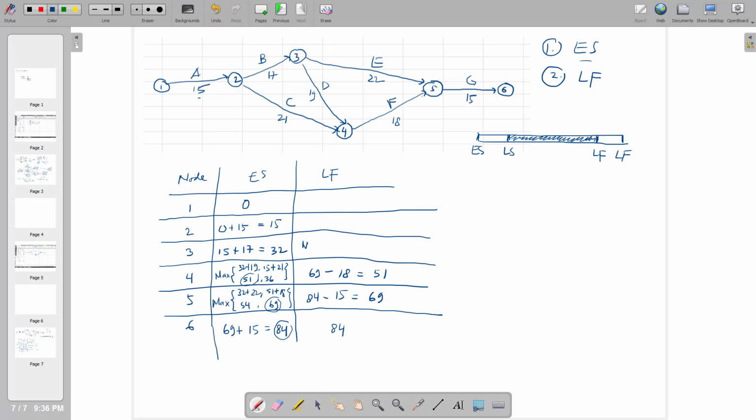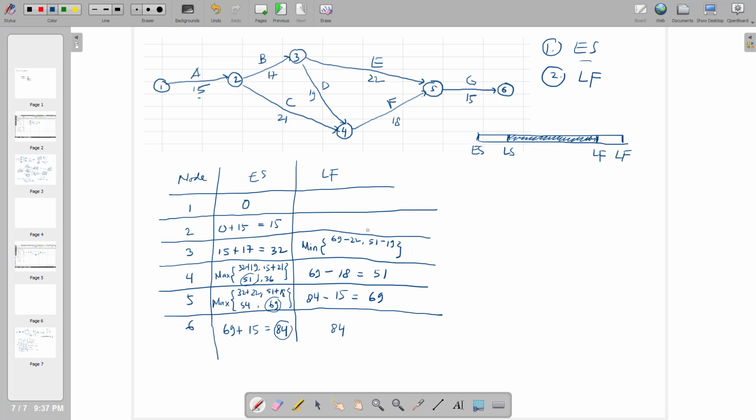And then for node number 3, you have to choose. Now, instead of choosing the maximum value, you choose the minimum one. For node number 3, between node 5, which is 69 minus 22, or node 4, which is 51 minus 19.